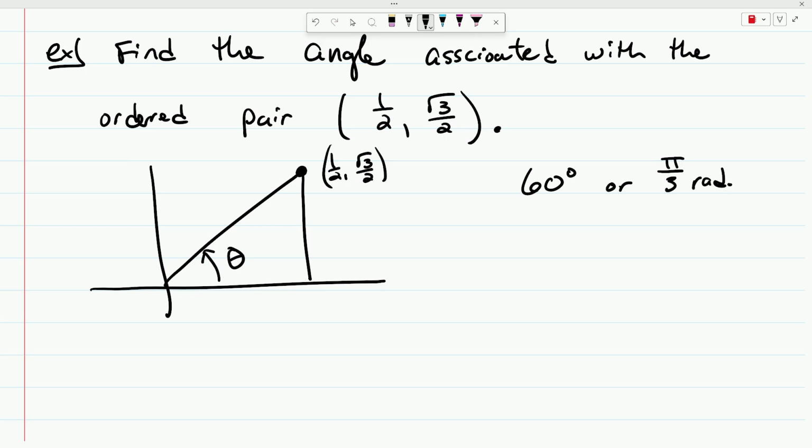But now the question becomes, okay, well, if you didn't know that, if you didn't have a unit circle, could you use your calculator? And the answer is absolutely yes. What we're going to write is this. In this case, let's do cosine first. What is the cosine of theta when it equals 1/2?